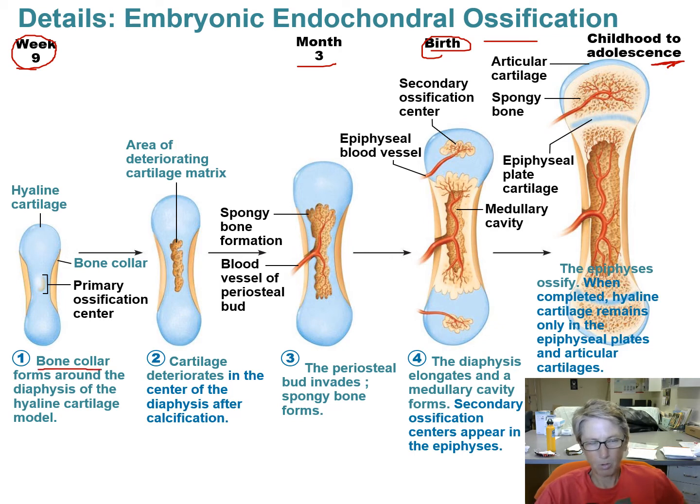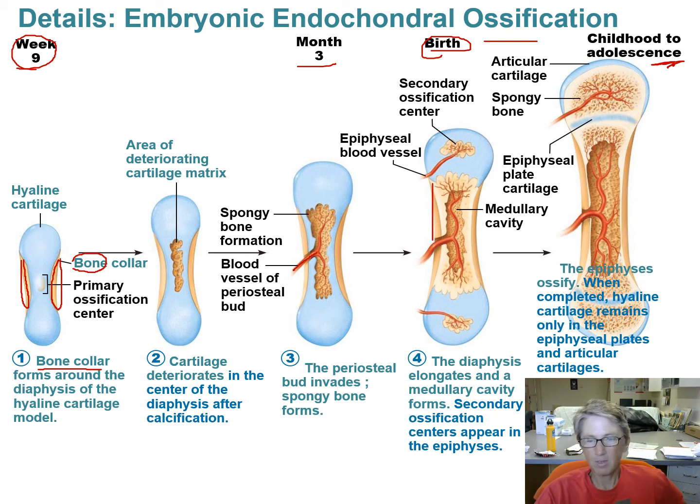We talked about the bone collar. So it's the bone collar, and you can see the color. So it's actually bone here in the bone collar, because there's not the blue cartilage template. The cartilage deteriorates, so those chondroclasts are chewing away at the cartilage cells. And then we talked about the periosteal bud brings in blood vessels.